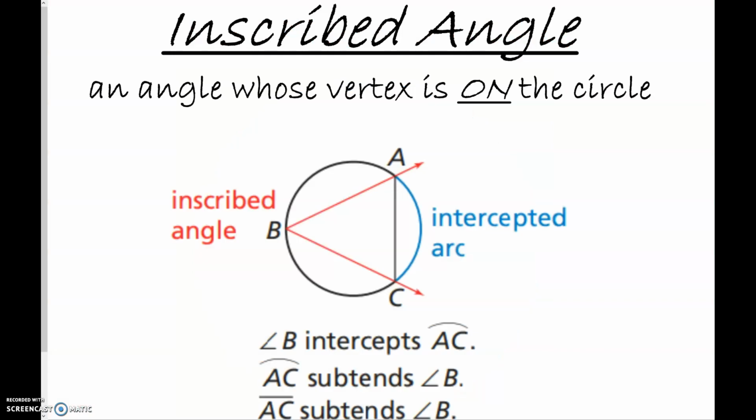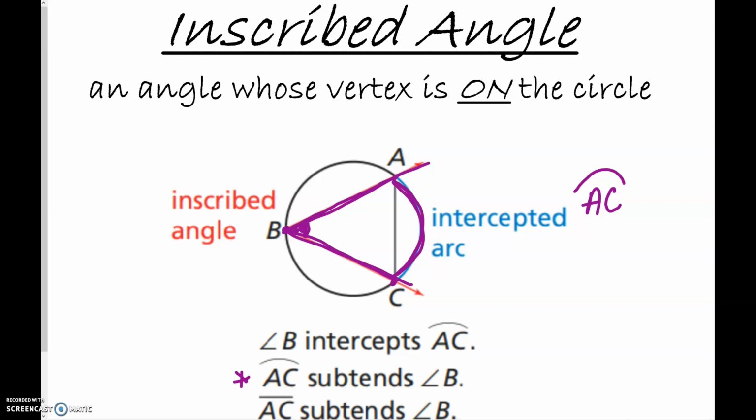So when we have vertex B on the circle, and we have point A on the circle and point C on the circle, this angle right in here is called an inscribed angle. And then the arc that is formed right here is called the intercepted arc. So we would call this arc AC. Angle B intercepts arc AC. To read it backwards, we say arc AC subtends angle B.